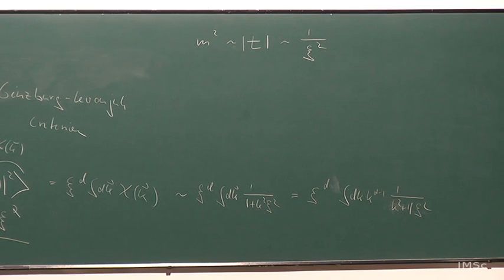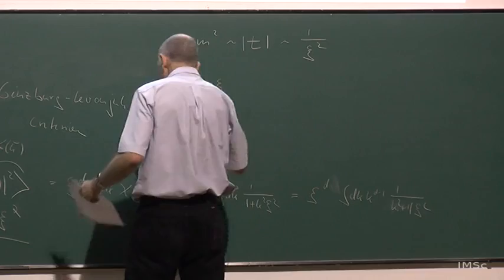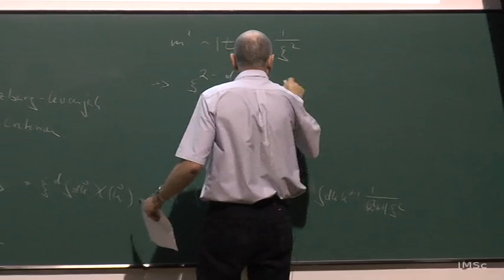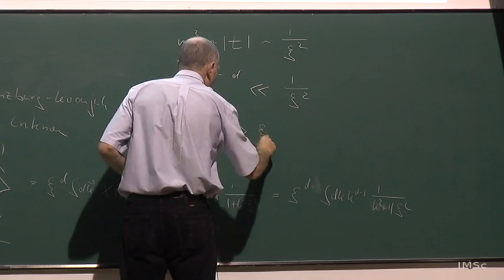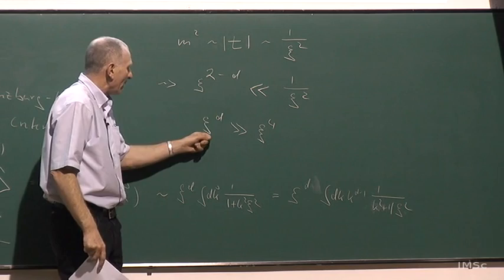And so now I conclude that my criterion becomes xi to the 2 minus d must be less than 1 over xi squared. Okay? Or xi to the d must be greater than xi to the 4th. And xi is large. So close to the transition, xi diverges. And so I see this is true provided d is greater than 4.